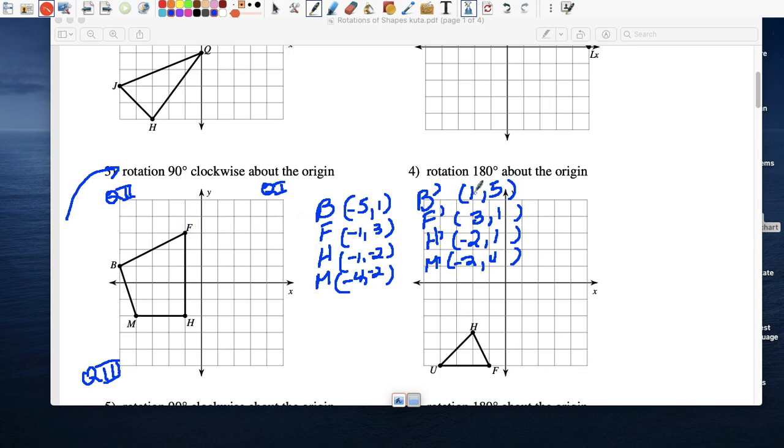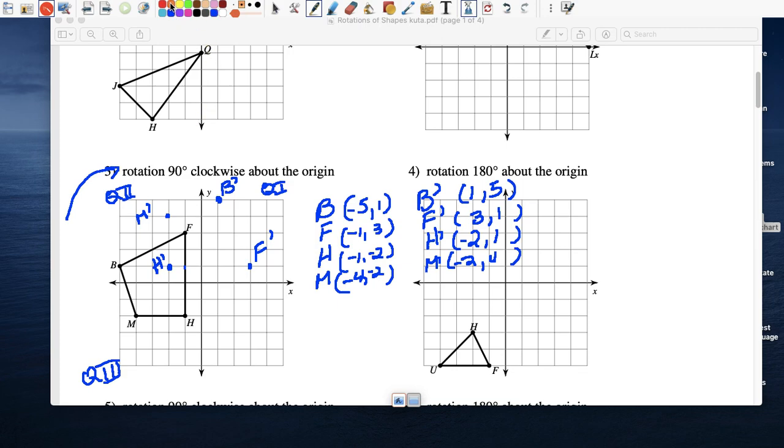So let's plot these. 1 and 5 is here, and that's point B prime. F prime is 3 and 1. 3 and 1, and that's F prime. H prime is -2 and 1. -2 and 1, which is right here. And M prime is -2 and 4, which is right here.